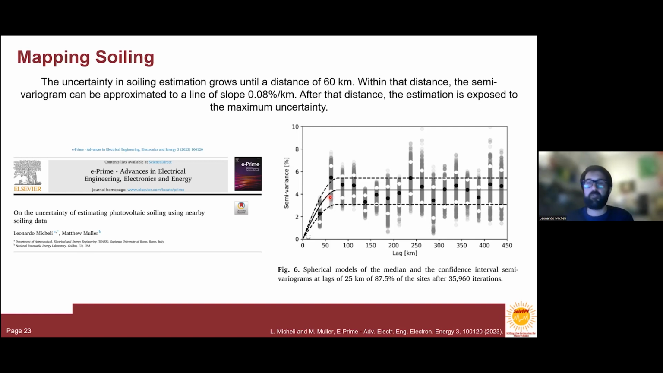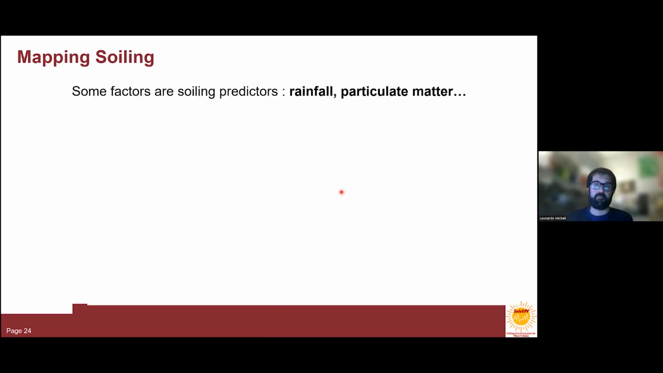At that point, what happens? You have a semivariance of 4%. And if you remember, the losses we had in California ranged between 0 and 8%. So what that means is that if your nearest neighbor is located 60 kilometers or more from your site, the uncertainty in soiling estimation is essentially as big as the maximum soiling loss that you might experience. So again, we wanted to give numbers and tools that the industry could use to estimate the losses using this very, very simple approach.